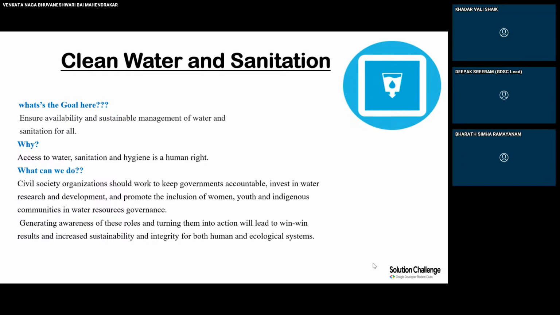To access water, sanitation and hygiene is a human right. Again, it's a human right where everyone should have access to water, sanitation and hygiene. So for this, what can we do? We can get involved in World Water Day and many campaigns that aim to provide information and inspiration to take action on hygienic issues. We can be a part of campaigns where they talk about clean water and sanitation.